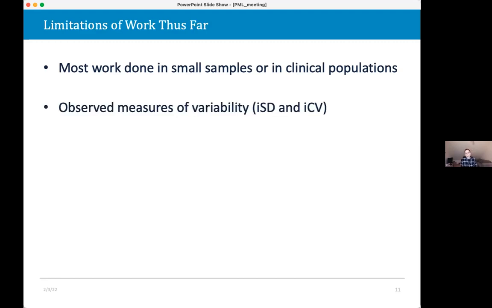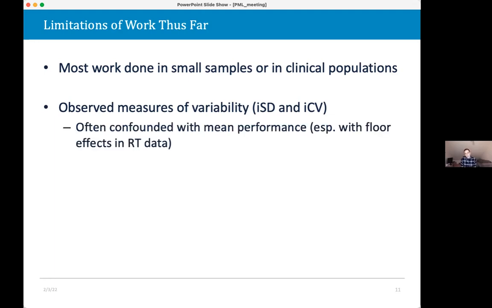The other is that very often they rely on observed measures of variability. So something I mentioned earlier about the intra-individual standard deviation and the intra-individual coefficient of variation, which is just the ISD divided by the mean of performance, are all calculated on the data and are therefore treated as observed measures themselves. One of the issues, and the one that we're most often concerned with, is that they're confounded with mean performance, especially in bounded data like reaction time, where there's a pronounced floor effect. You can't push faster and faster responses. There's a biological limit imposed there.